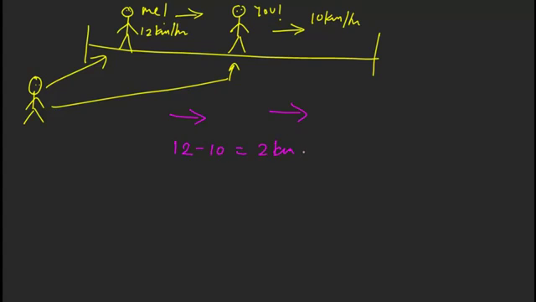12 minus 10, that is 2 km per hour. So our relative speed is 2 km per hour. What it means is that I am running at 2 km per hour faster than you. So if you are running ahead and you look behind, you will see that I am coming towards you at a speed of 2 km per hour.